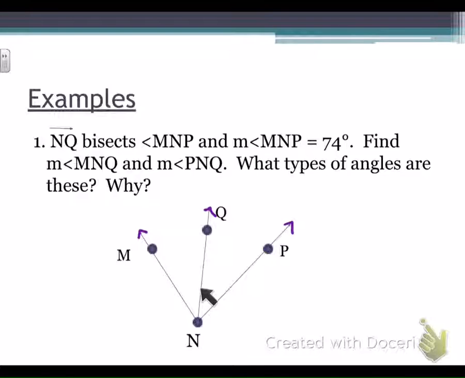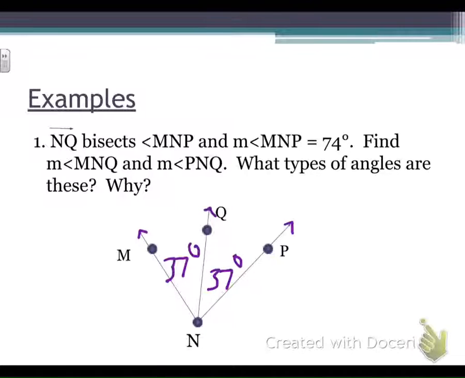NQ bisects angle MNP, and angle MNP equals 74 degrees. So how would I find both of these little angles, MNQ and PNQ? If I'm given the whole thing is 74, divide 74 by 2, which would be 37, right? So each angle would be 37 degrees.